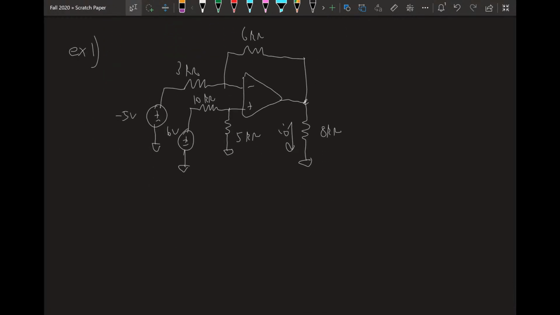So step 1. Before we can apply the golden rules, we have to know what's happening at the op amp terminals. This plus terminal and this minus terminal. What's happening here? So let's find out.